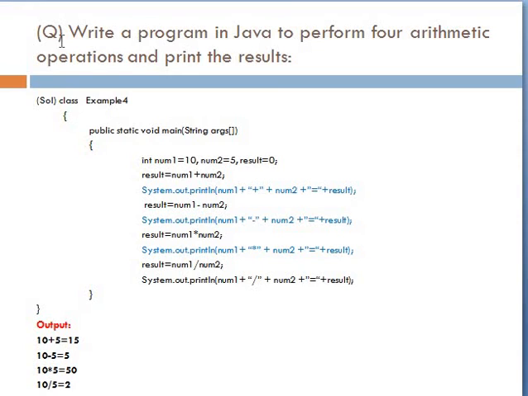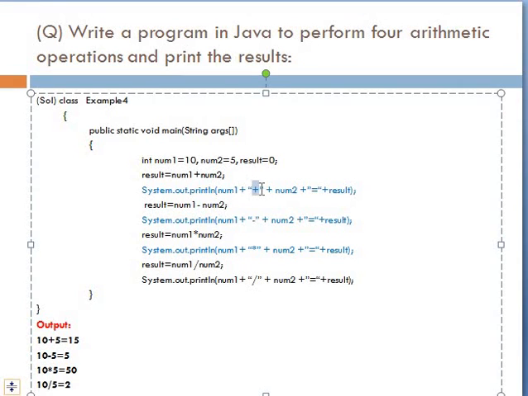Now read the question in this slide. It says, write a program in Java to perform 4 arithmetic operations and print the results. In this program, the 4 arithmetic operations they have performed are the addition, the subtraction, the multiplication denoted by this asterisk symbol, and the division denoted by this slash symbol. Now let's see how this works.